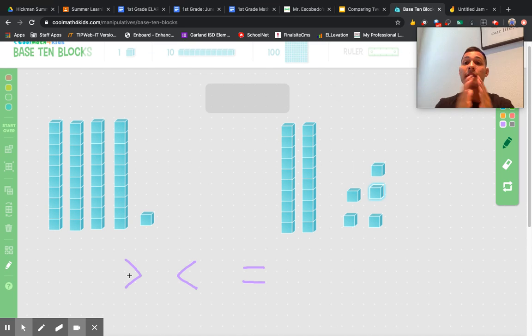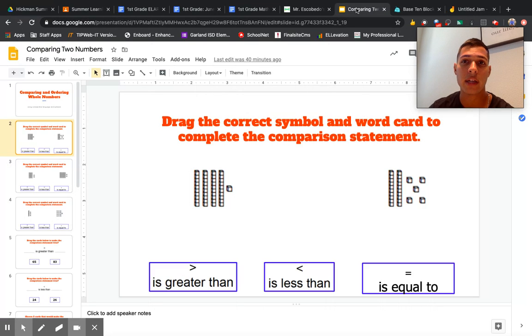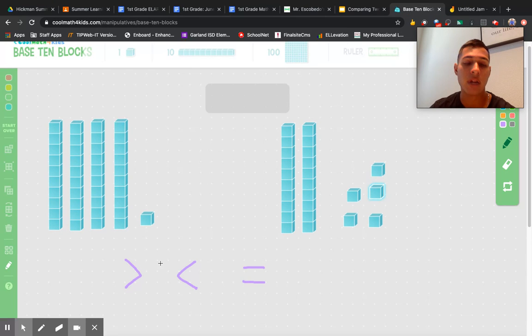Greater than means bigger than. So the number is going to be bigger than the other number. Less than means smaller than. It's going to be smaller than another number. And equal to means the same. The two numbers are the same. So let's walk through this problem, right? It says drag the symbol to determine the correct comparison statement, right?